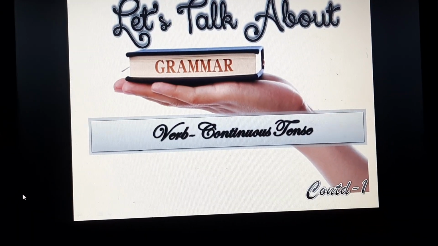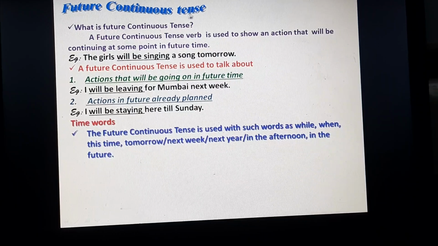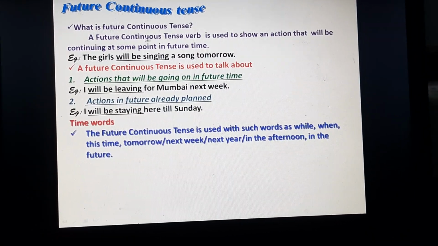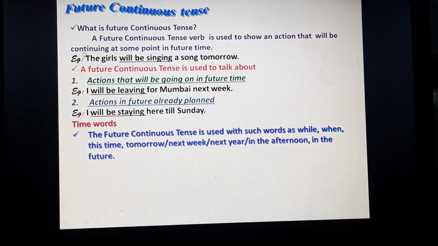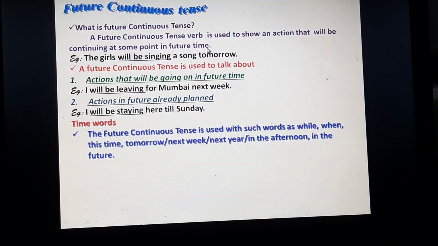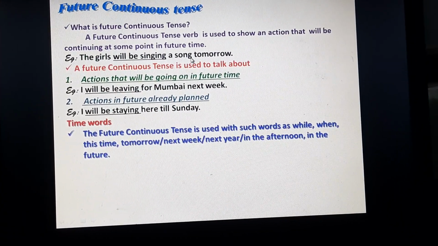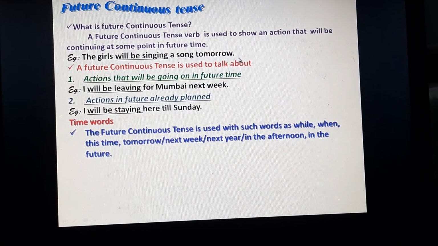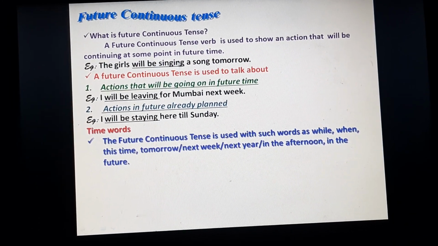Come, children. In this session, we shall learn about future continuous tense. A future continuous tense verb is used to show an action that will be continuing at some point of time in future. For example, the girls will be singing a song tomorrow. Now, tomorrow will tell you that it is future time. The process will be continuous.